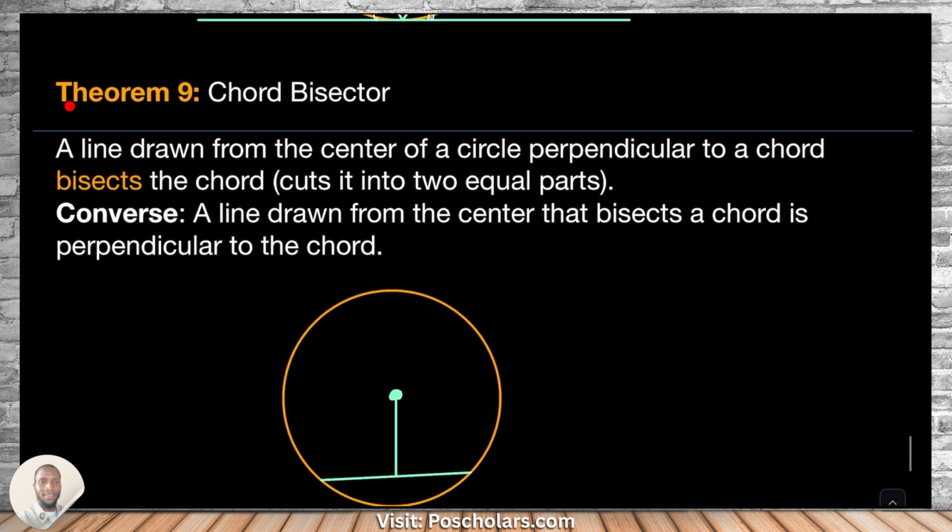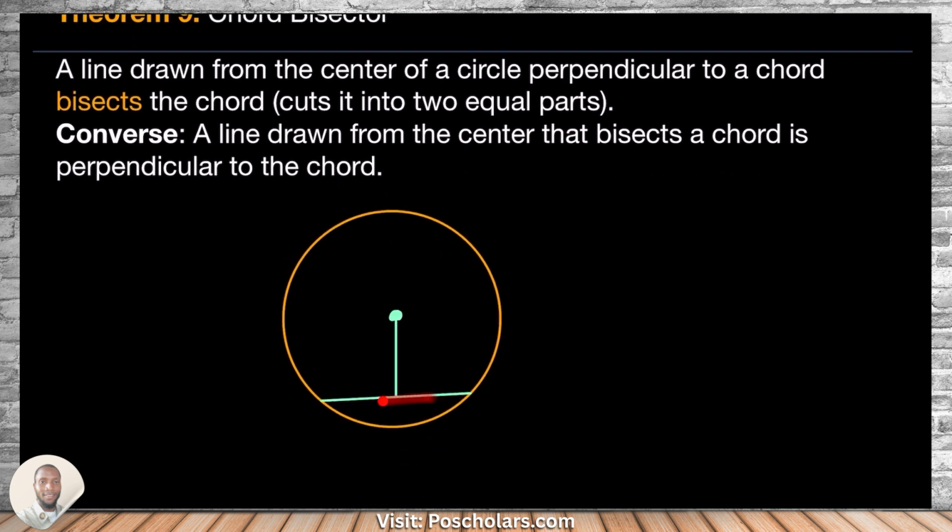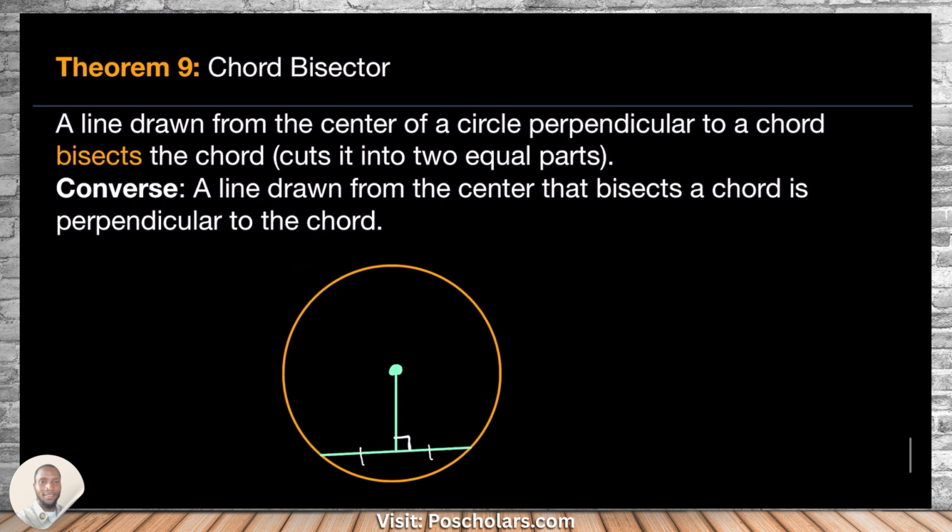Now move on to theorem 9. Theorem 9 says chord bisector. It's talking about chord bisector. It says a line drawn from the center of a circle perpendicular to a chord bisects the chord, that is, it cuts it into two equal parts. What does that mean? This is a chord, by now you know what a chord is, right? And this is the center of the circle. Any line coming from the center of the circle and bisecting the chord into two equal parts forms 90 degree, or subtends 90 degree in between them. So that's what the chord bisector theorem is talking about.